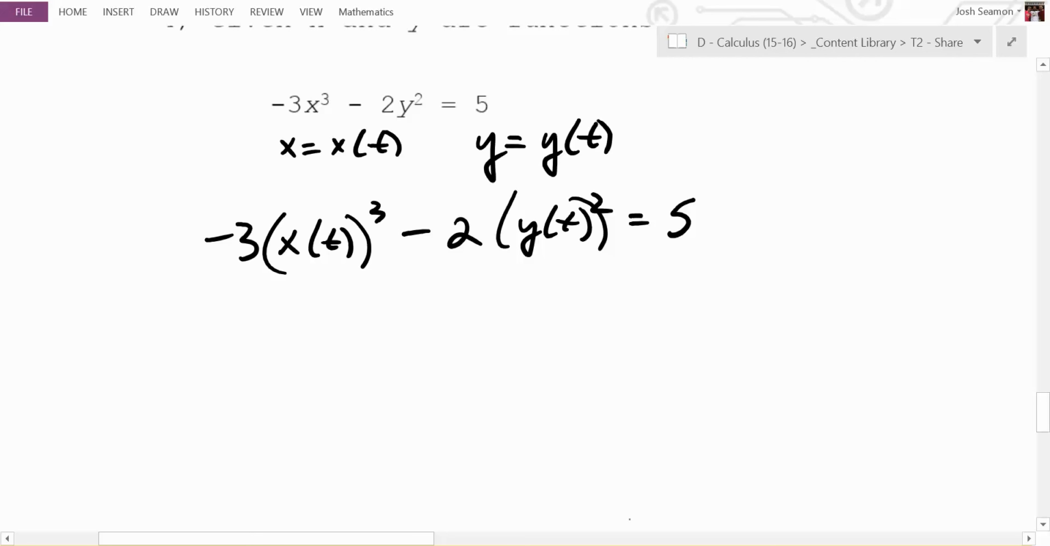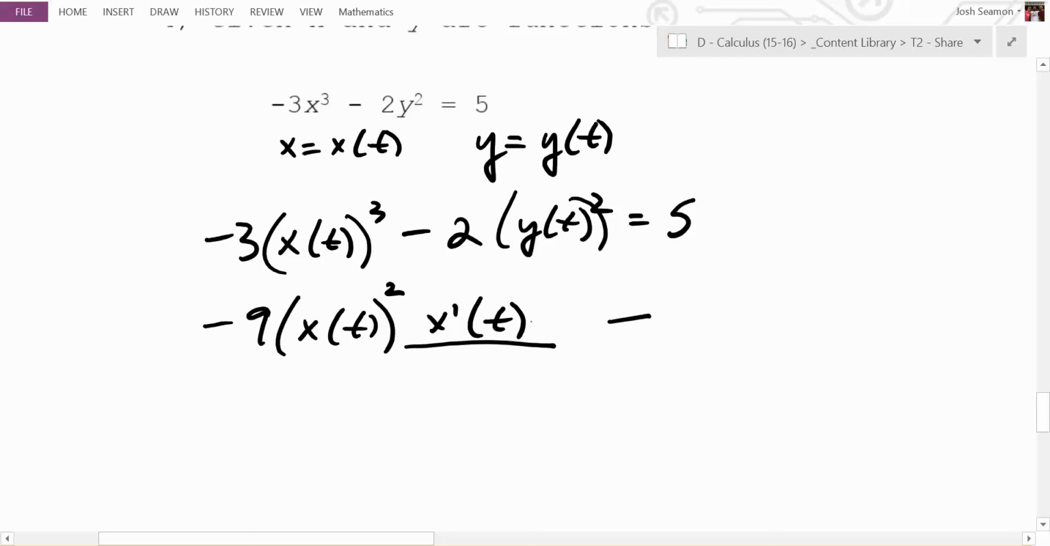Oh no, I wanted to think first. Okay, how about this? Take a wild guess. See if you can write down what the derivative is in terms of t. Just write it down. What do you think you do with that third power? Yeah, so it's going to be negative 9 times x of t to the what power? But what do you multiply by now? X prime of t, right? We don't know what that is. It's x prime of t.